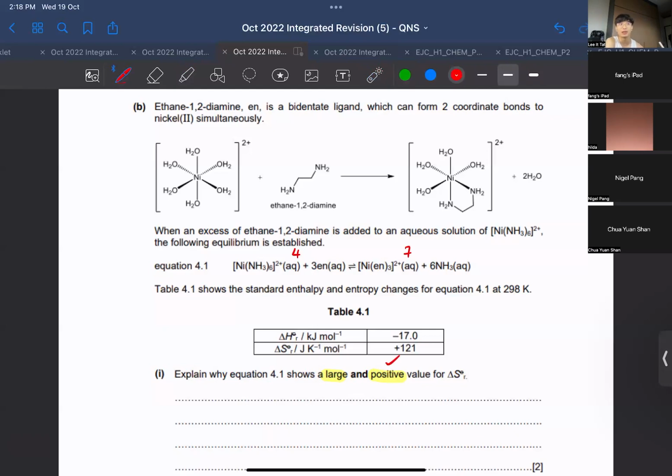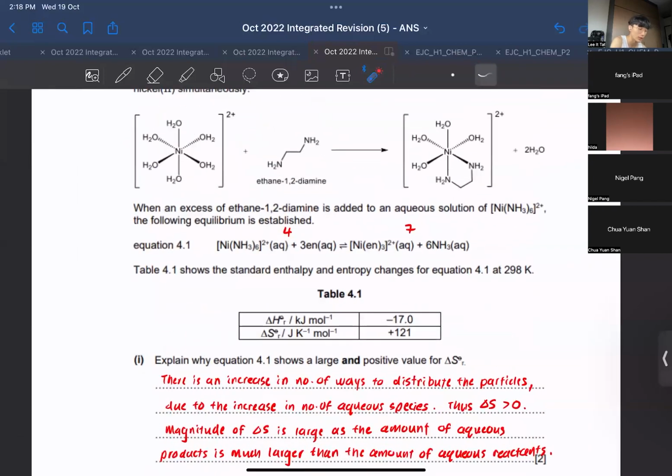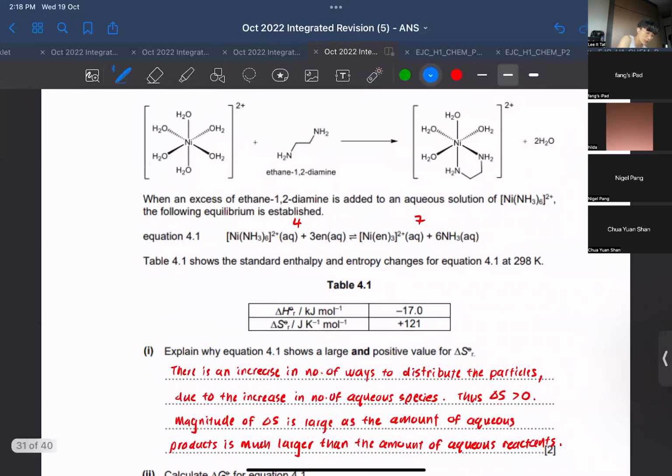But to explain large, you need to convey the idea of the magnitude of the entropy. There's a huge increase. So why is there a huge increase? Purely because of the 4 and 7. You might end up repeating your answer, I kind of get if you felt that way. But to avoid repeating your answer, you should phrase it slightly differently. So this is what we should be doing instead. This entire first part here: increase in number of ways to distribute particles.